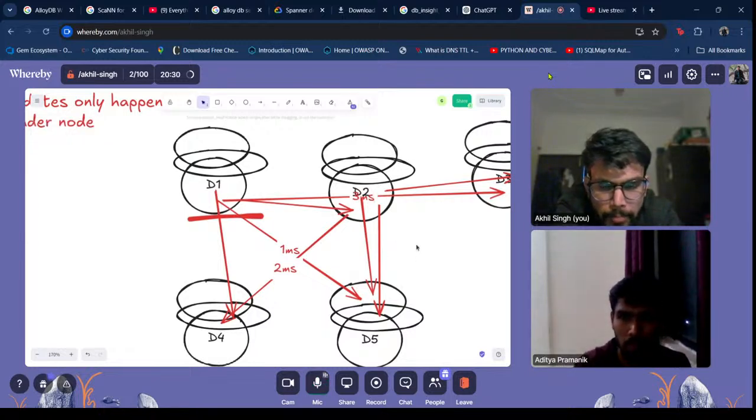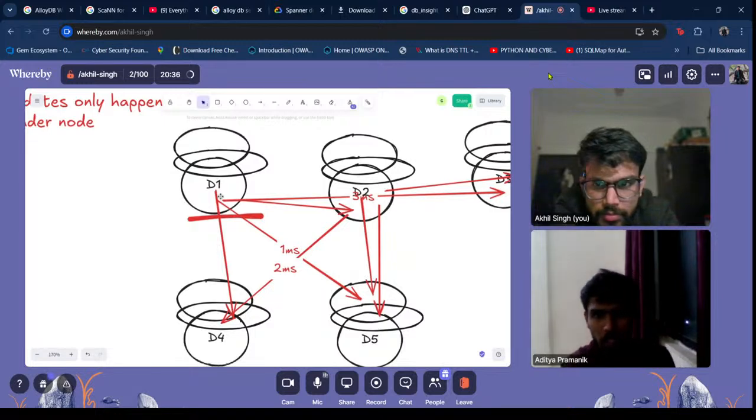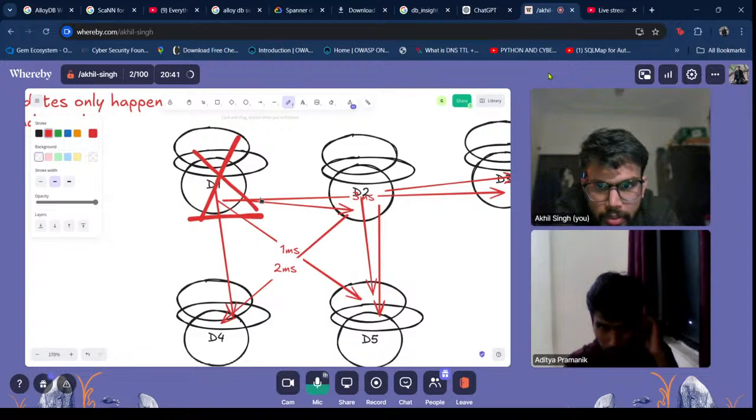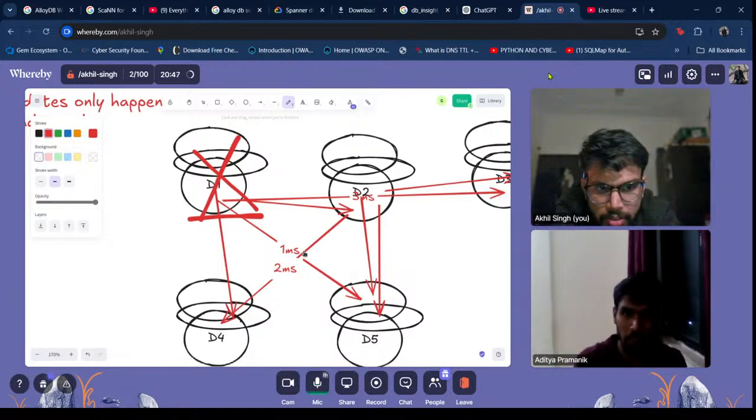So what happens? They will send signals. D1 was the leader, right? And now D1 has died. What does it indicate? That the 1 ms heartbeat will not be received. In the next 1 millisecond, they will say that the leader has died. D2, D3, D5, all will say that the leader has died, and we are now candidates.